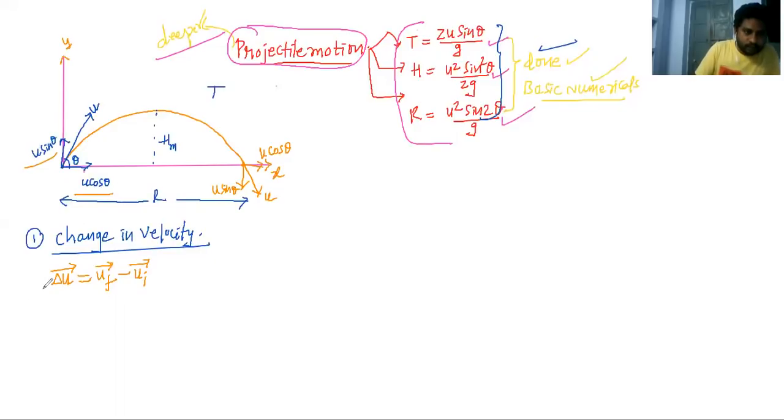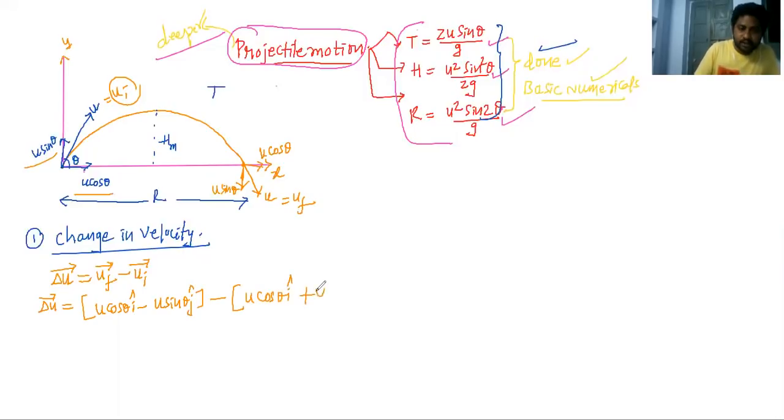Now let me write delta u bar is equal to the final velocity in terms of vector. You can see here u cos theta i cap, and this is on the negative side, so minus u sin theta j cap. That is u f bar, the final velocity. This is the final velocity, and this is the initial velocity. Now it's minus the initial velocity. The initial velocity in vector form is u cos theta i cap plus u sin theta j cap. I hope you could understand the topic called vectors. Now there is no confusion here.